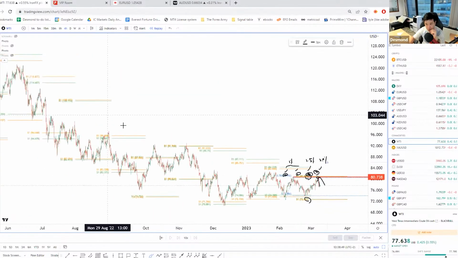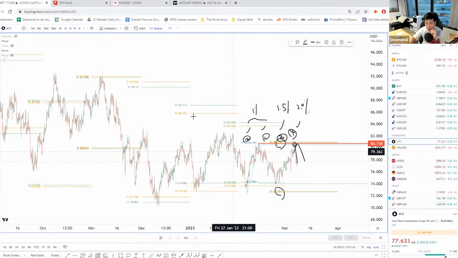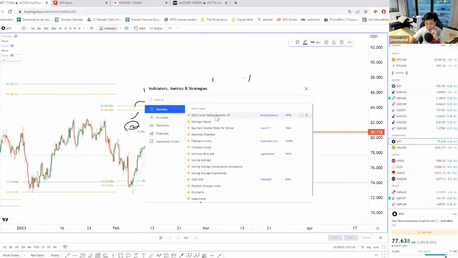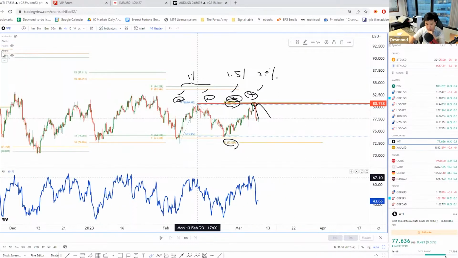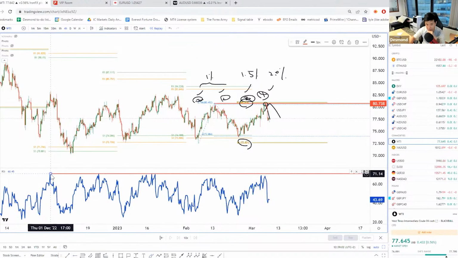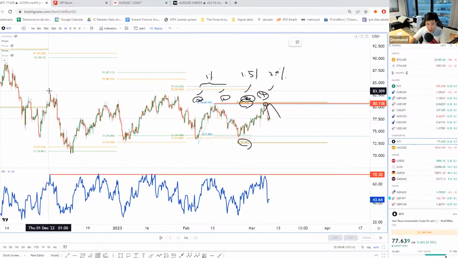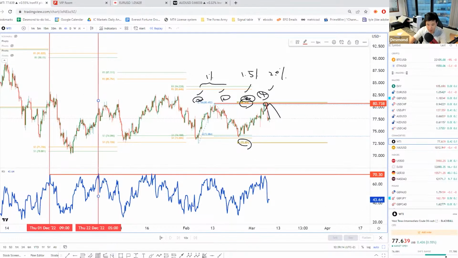Of course, I still do use other forms of analysis, meaning that when price goes up there, I also do look at stuff like the RSI. I see what is happening on the RSI. I have noticed that the previous few big reversals, every time a big reversal happened, it seems to happen pretty close to when the RSI reaches the 70.3 level.